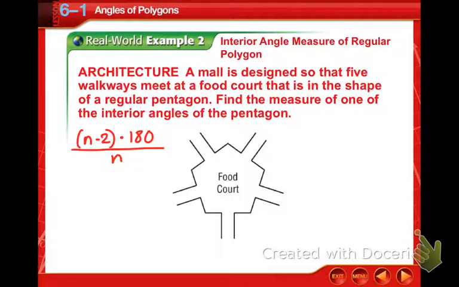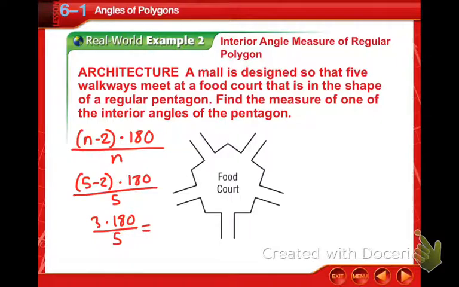So n is still the number of sides that the shape has. A pentagon has 5 sides. We can see that in the picture they gave us. So all we have to do is plug in 5 for n and simplify. So 5 minus 2 times 180 divided by 5. 5 minus 2 is 3, times 180 divided by 5. 3 times 180 is 540, divided by 5.